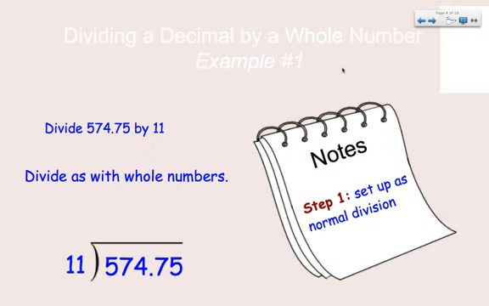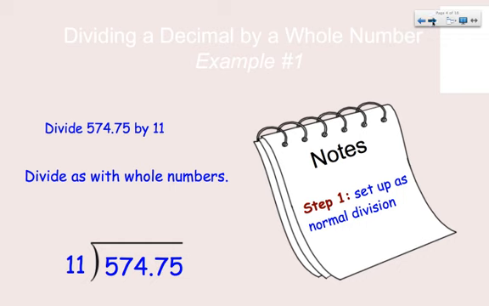Okay, when dividing a decimal by a whole number, your first step is just set it up as a normal division problem. Remember, your dividend goes under the division symbol. Again, most times you'll hear me refer to it as it goes under the house, and then the divisor number, the 11, goes outside the house or outside the numbers.